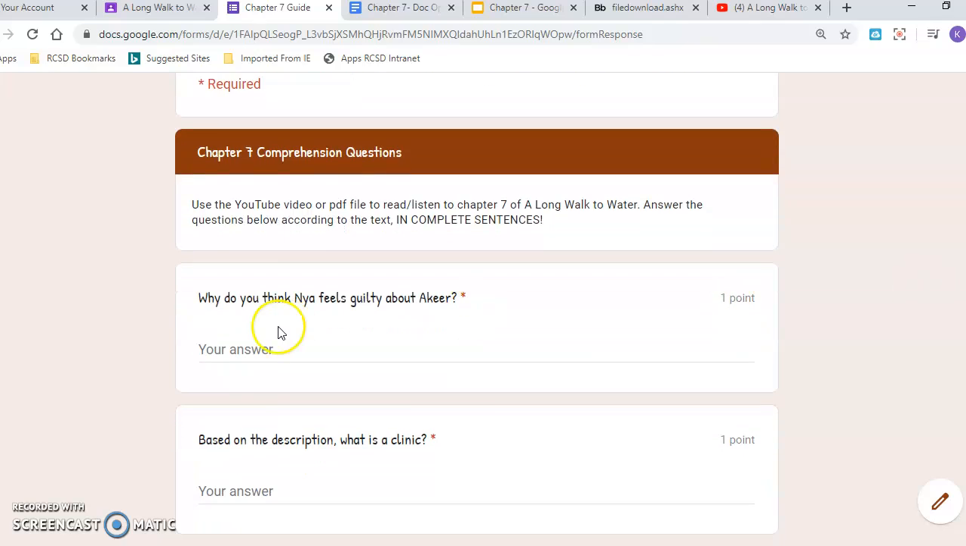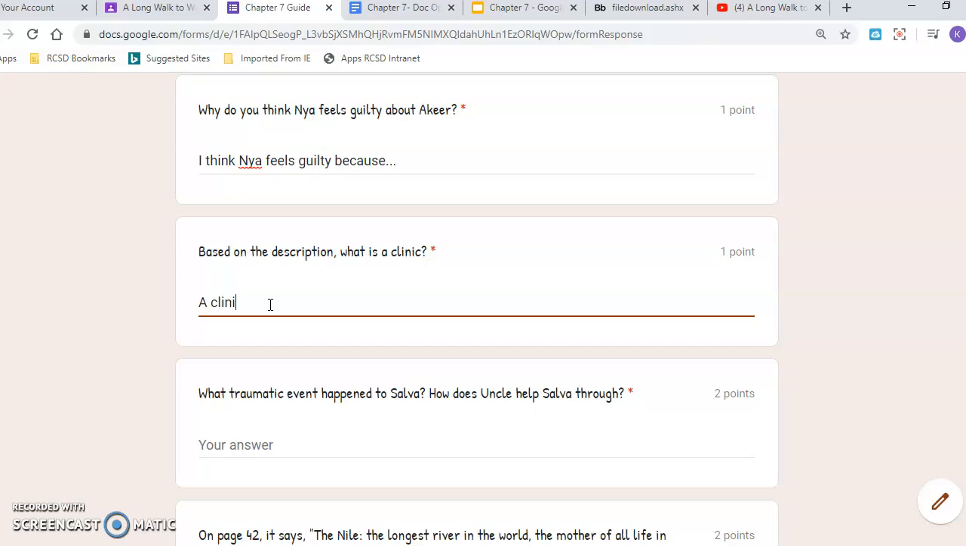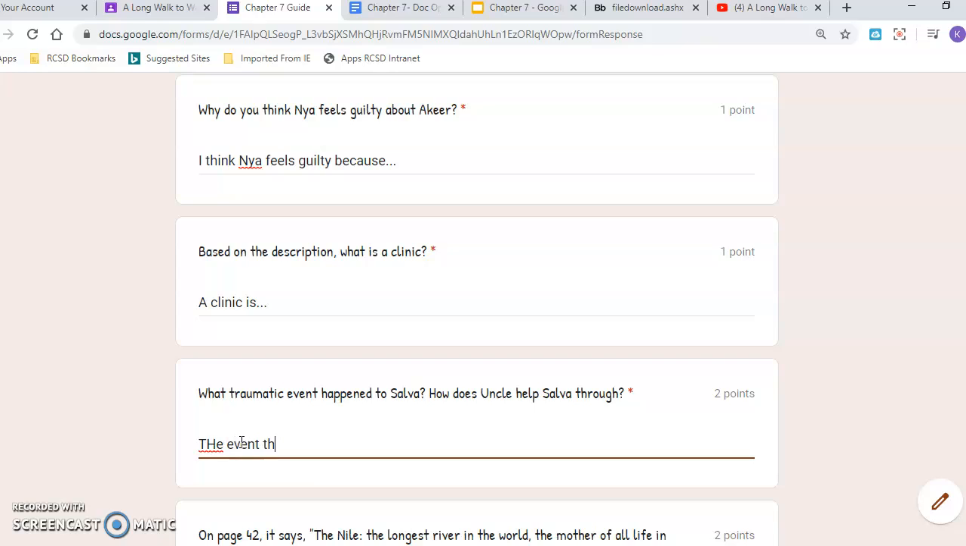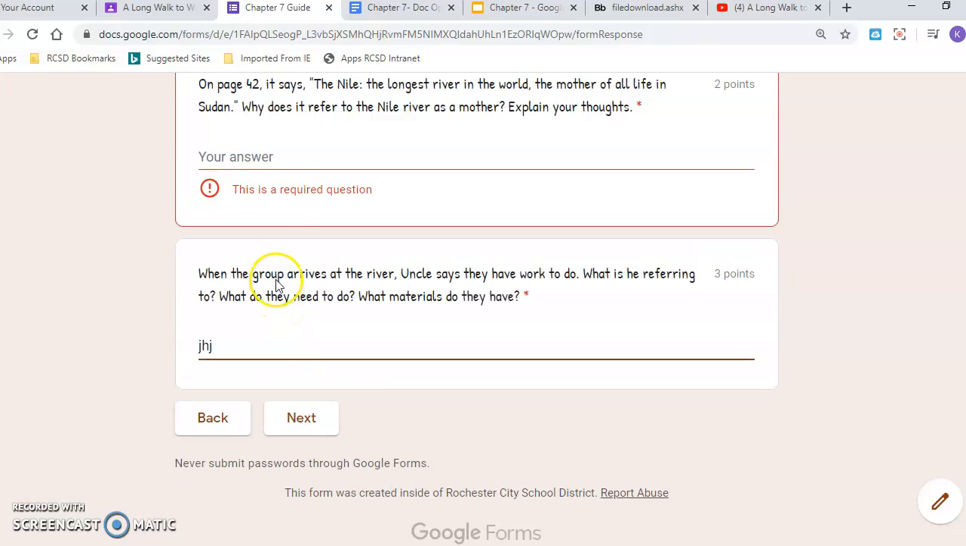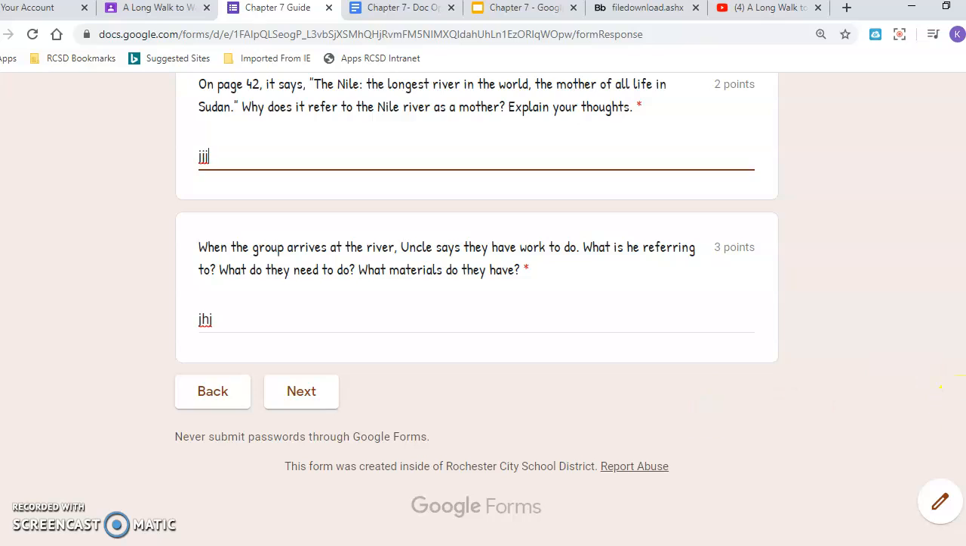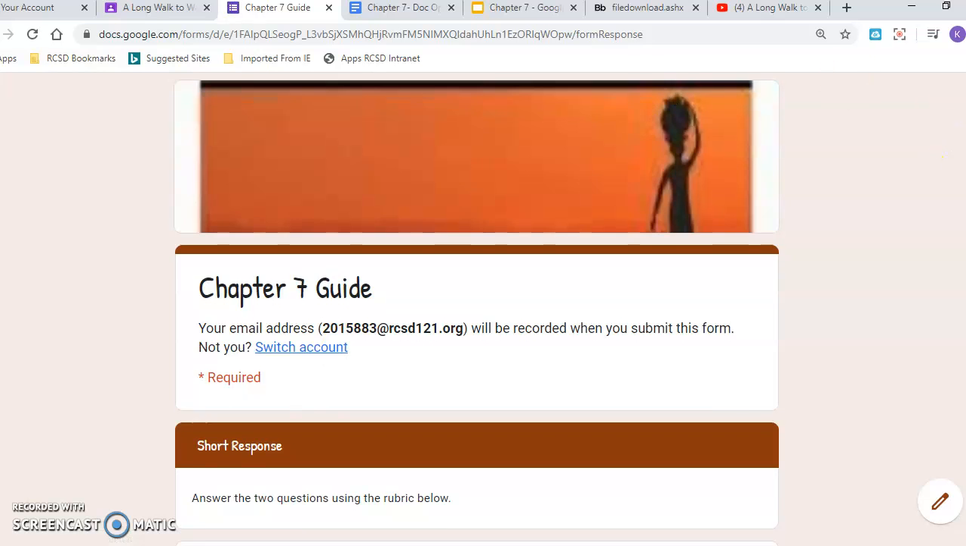Okay, so now, again, these are the same questions. I think Naya feels guilty because, and I'm answering all these same things, and it tells you they're each a point. A clinic is, what traumatic happens, the event that happens. You get what I'm doing. So I'll go through and I'd answer all of these, go to the next one. It's not going to let me because I didn't finish it. I'm just typing in random things so I can show you what it looks like in the next thing. But you need to actually answer these questions. Otherwise, you'll get a 0 on it if you don't actually type in responses.